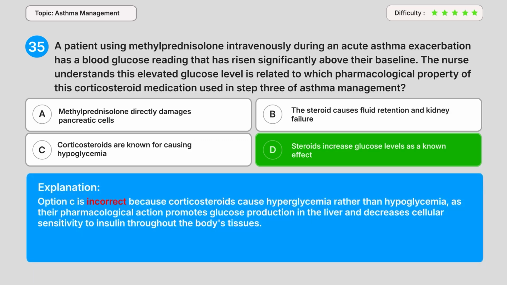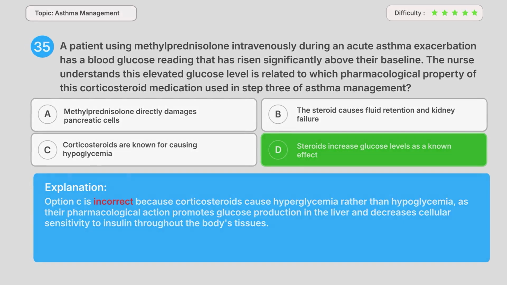Option C is incorrect because corticosteroids cause hyperglycemia rather than hypoglycemia, as their pharmacological action promotes glucose production in the liver and decreases cellular sensitivity to insulin throughout the body's tissues.